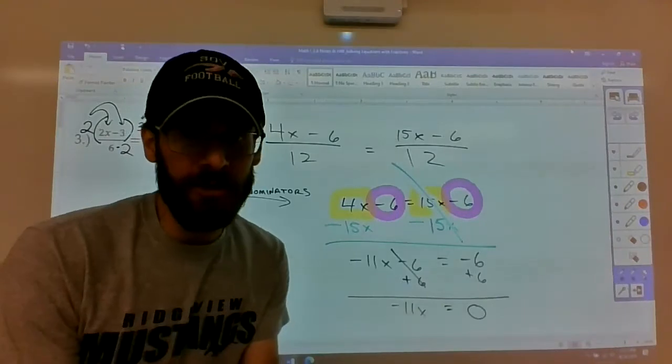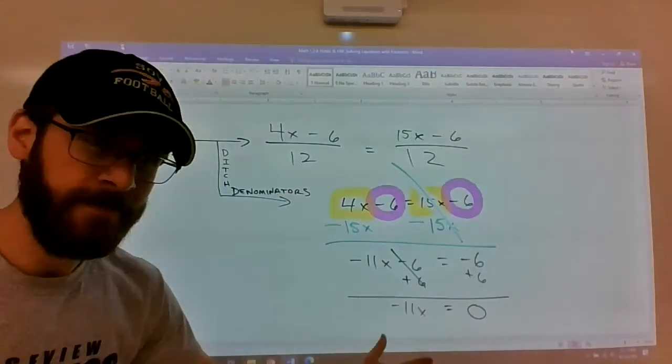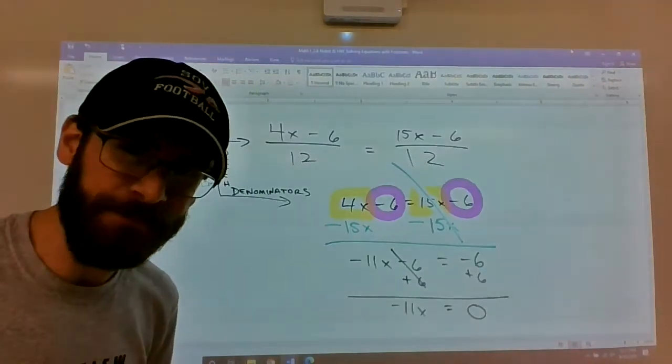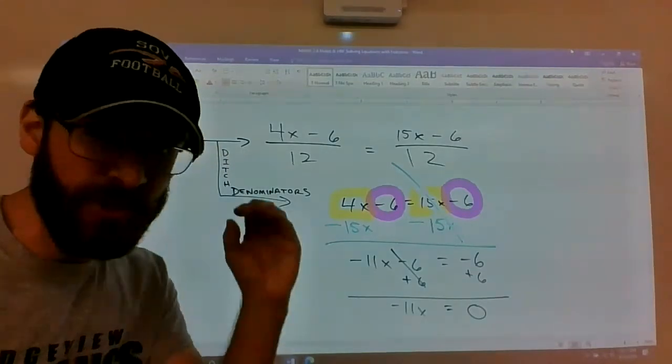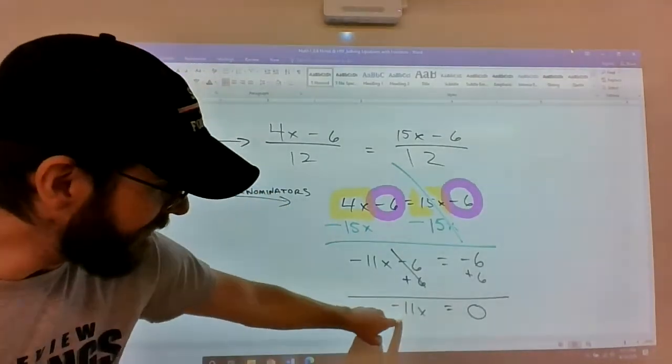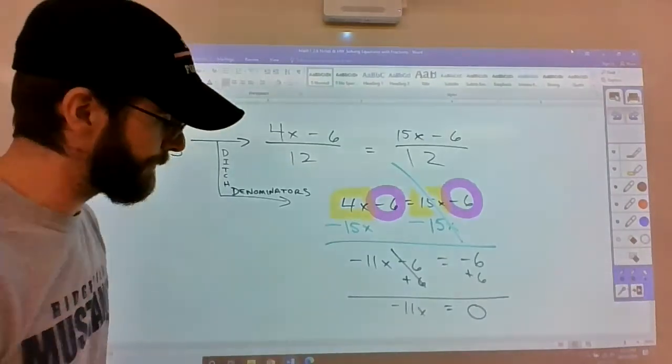Okay, we just learned about special cases in the last lesson. Is this a special case? Not really. The x's did not cancel themselves completely out. I don't have a 0x. I have a negative 11x. The zero's on the other side. I still got to divide by the x term.